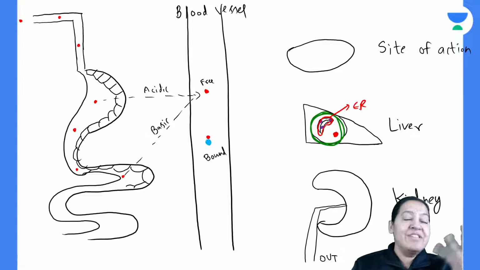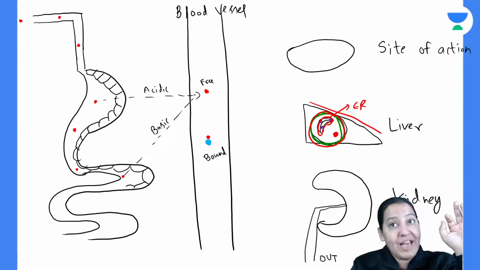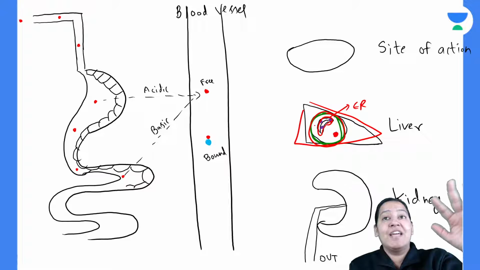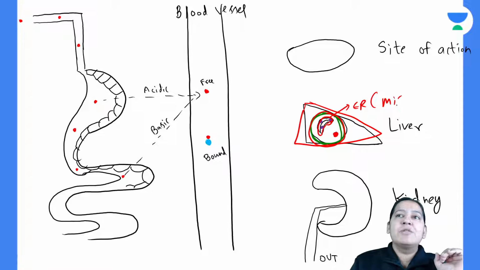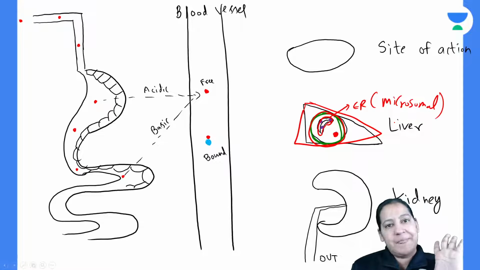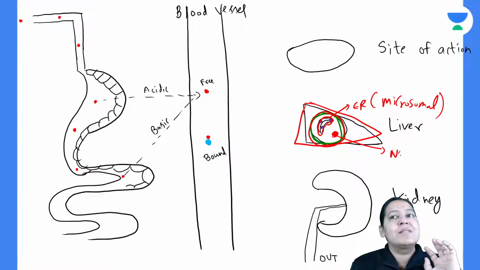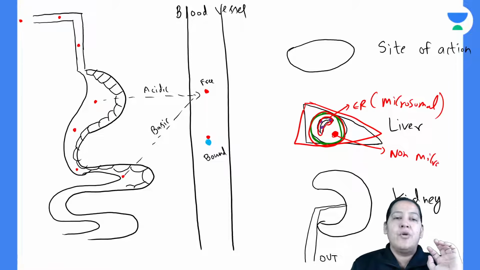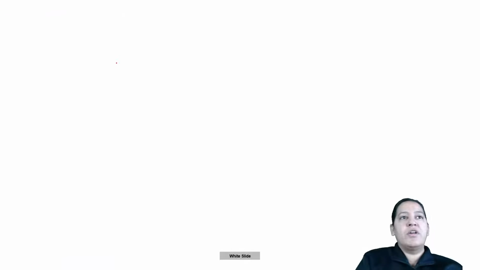So the enzyme which is present inside the endoplasmic reticulum of the hepatocyte of the liver: the hepatocyte is inside the liver, the endoplasmic reticulum is inside the hepatocyte, and the enzyme is inside that. Such an enzyme is known as microsomal. These are the most important enzymes, microsomal. And cytochrome P450 is a microsomal enzyme, right? And the enzyme which is present directly in the cytoplasm is known as non-microsomal enzymes.